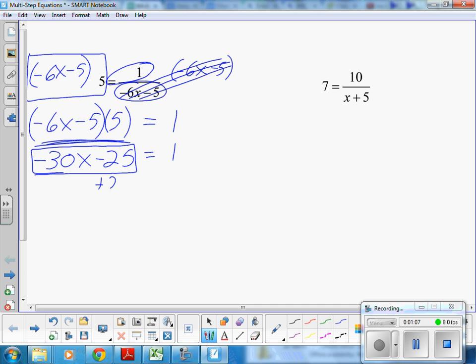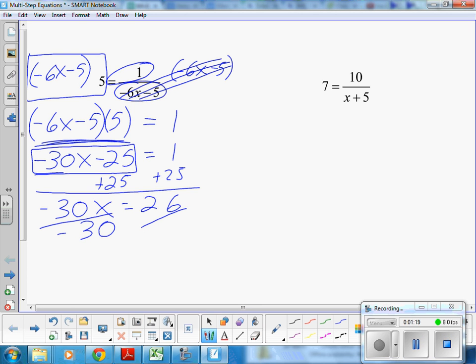So I'm going to add 25 to both sides. When I add 25, I get a negative 30x equals 26. Divide both sides by a negative 30. So I get x equals negative, and then lowest terms, 13/15.